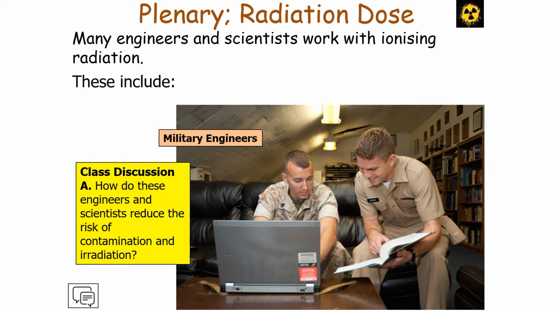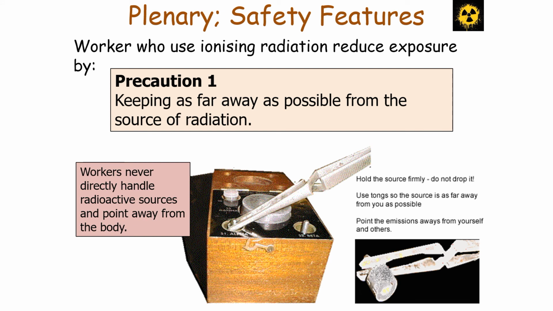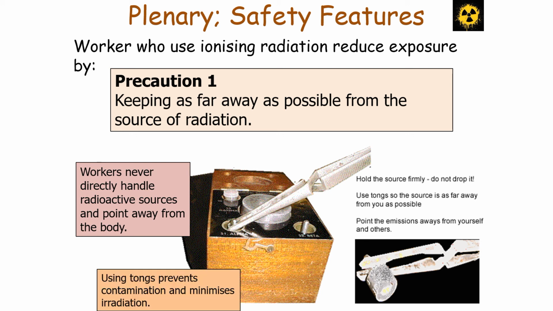Now, how do these engineers and scientists reduce the risk of contamination and irradiation when they're working with ionizing radiation? Well, a worker who uses ionizing radiation can reduce their exposure by, firstly, keeping as far away as possible from the source of radiation. Workers should never directly handle radioactive sources and point them away from the body. Using tongs will prevent contamination and minimize irradiation.